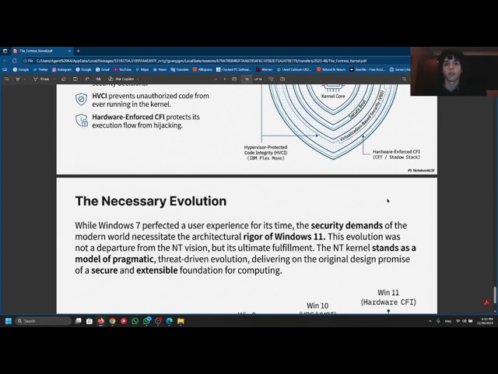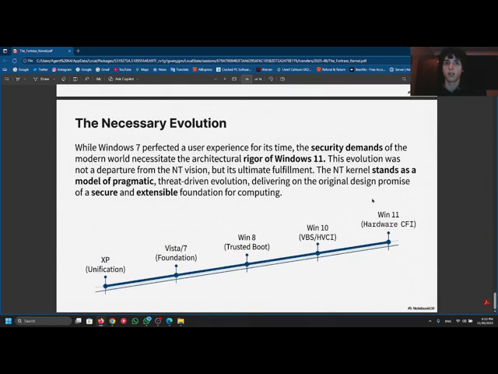Thank you for listening. This was the NT kernel through the years, and we've seen how it improved through the years. It's crazy how we went from XP to 11 with better driver support, driver optimization, security, and cloud-based security. Thank you.